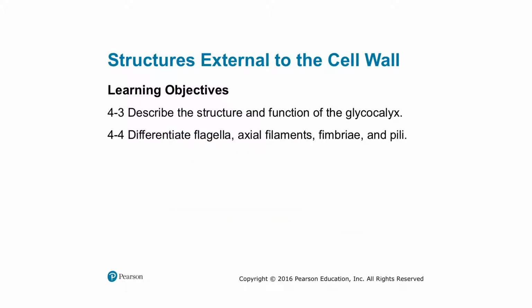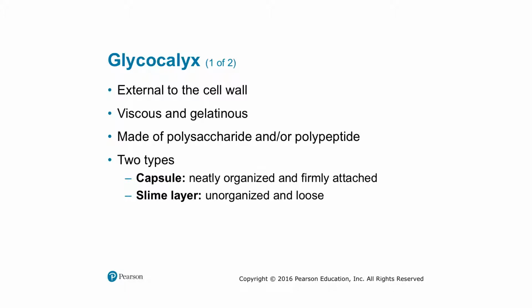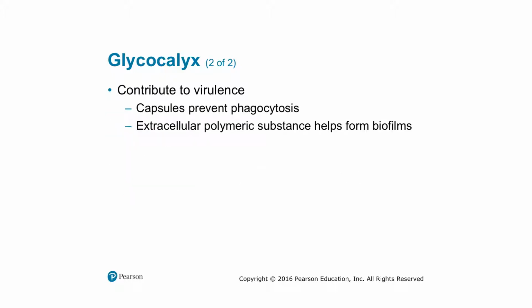So here are the learning objectives for this next step. Let's make sure we take a moment to take a look at these. The glycocalyx is external to the cell wall. It's very viscous and gelatinous. It's made of polysaccharides and or polypeptides, and we've got 2 types. We've got the capsule, which is neatly organized and firmly attached, and then we've got a slime layer, which is unorganized and loose.